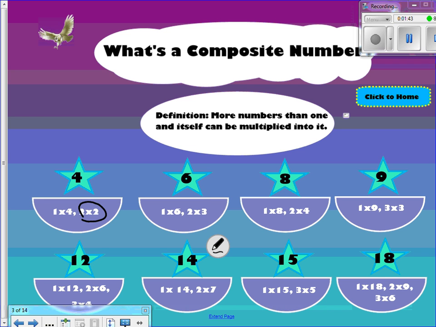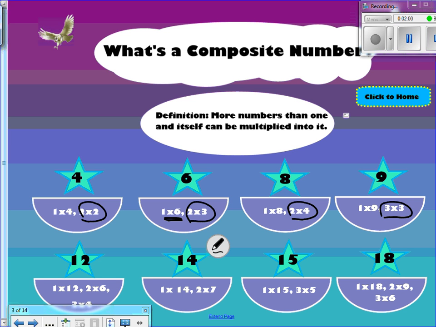Take a look here, 1 times 6, of course. If it was just this, it would be prime. But because 2 times 3 equals 6, it makes it composite. 2 times 4 makes this a composite number. 3 times 3 makes this composite. So there's more than just the number 1 and itself.